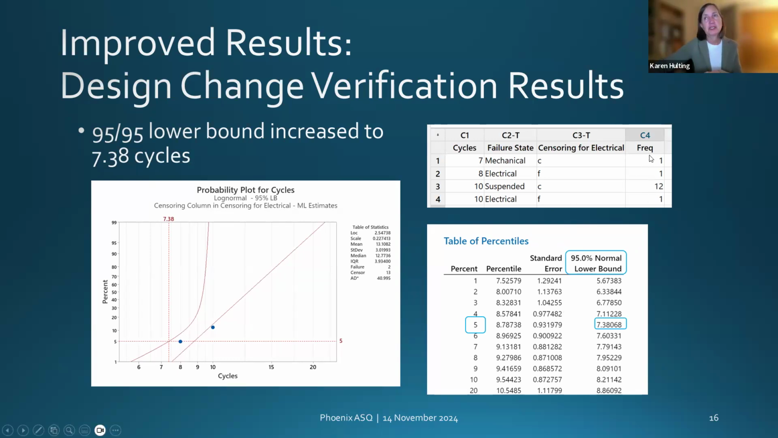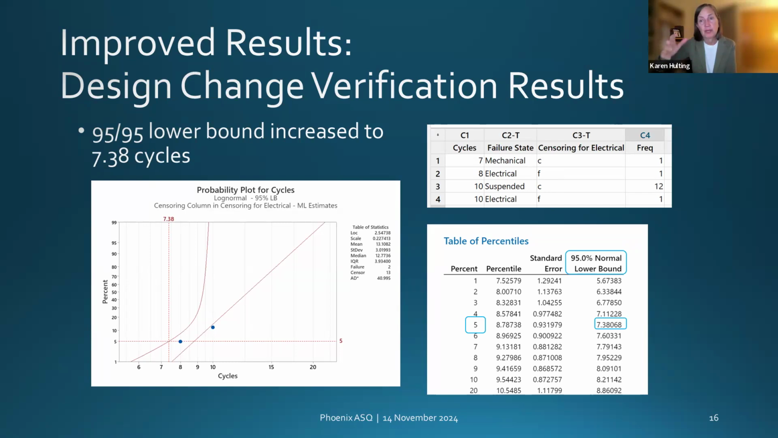Now, in this case, you'll see in this frequency column for my new set of data, it adds up to 15. So 15 units were put on test, and only 2 of them failed, right? We took them to 10 cycles. I'm pretty sure, yes, suspended at 10, that's right. So I didn't get quite what I wanted, right? I'd like to see 4 of these fail, but 2 is better than 1, which is better than 0, right?